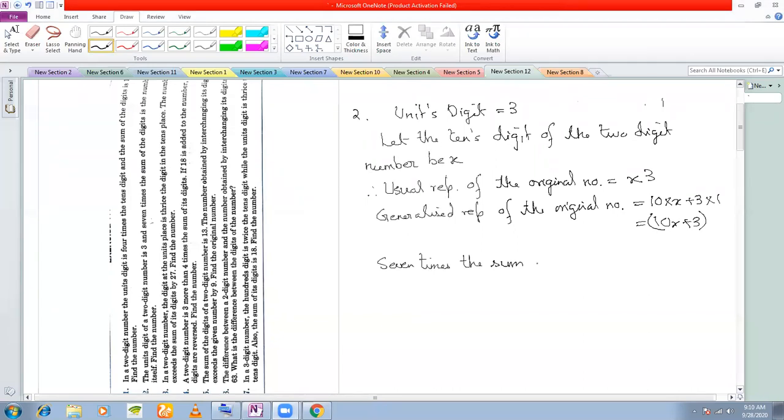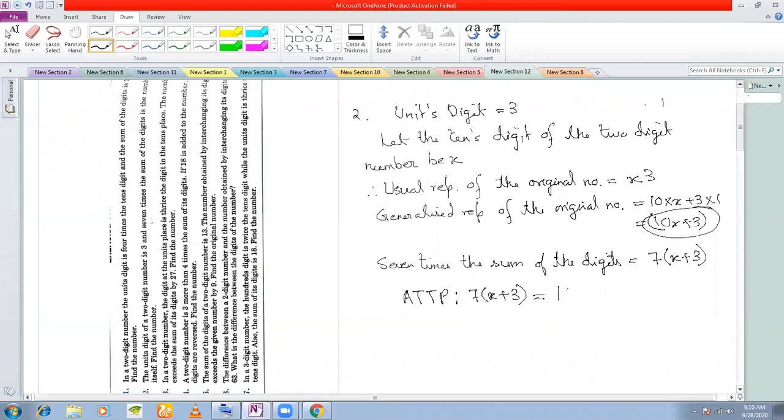7 times the sum of the digits is 7, and what is the sum of the digits? x plus 3. 7 times the sum of the digits means 7 into sum of the digits. Now it is given here that 7 times the sum of the digits is the number itself. So 7 times the sum of the digits is the number itself. What is the number? 10x plus 3. You solve this equation, you get the value of x and you get the number x3. Clear?